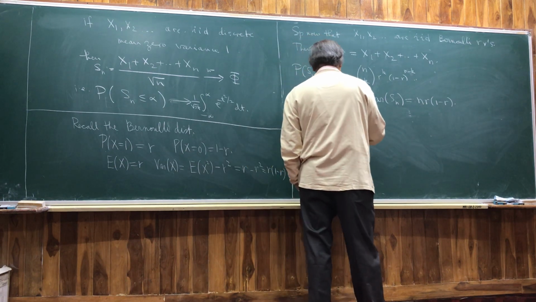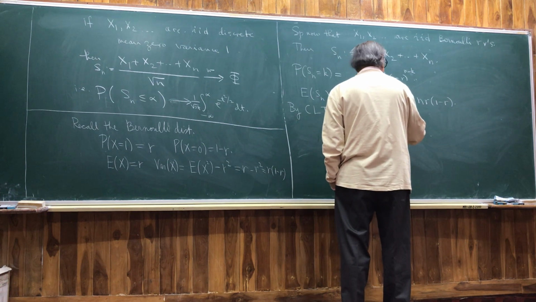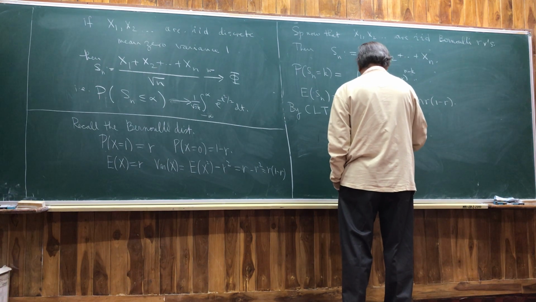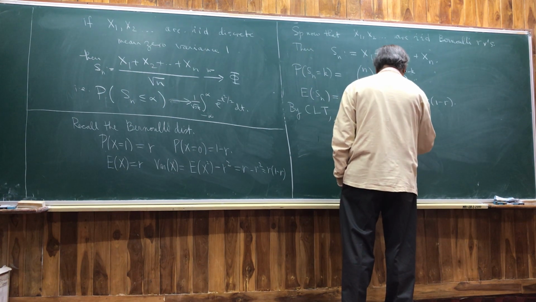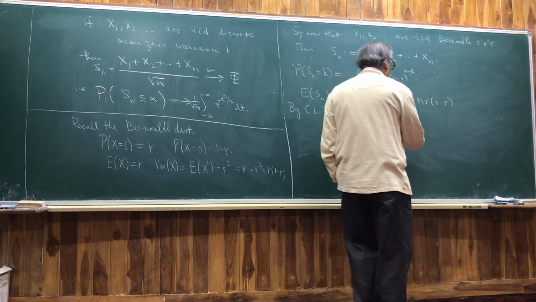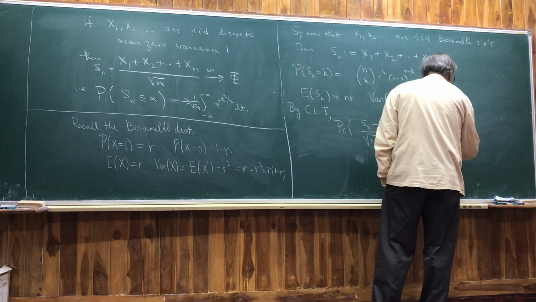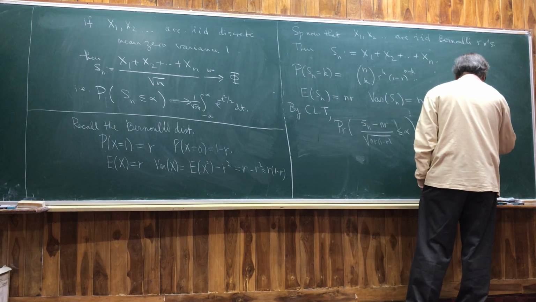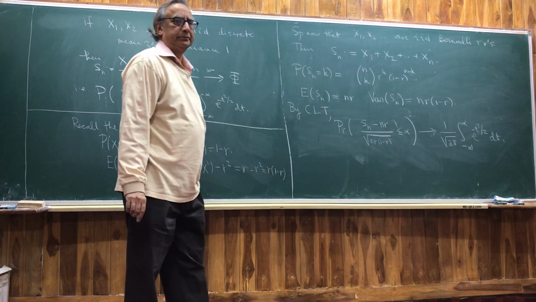we see that the probability that Sn minus nr, divided by the square root of nr(1 minus r), is less than alpha, tends to that. Fair enough?